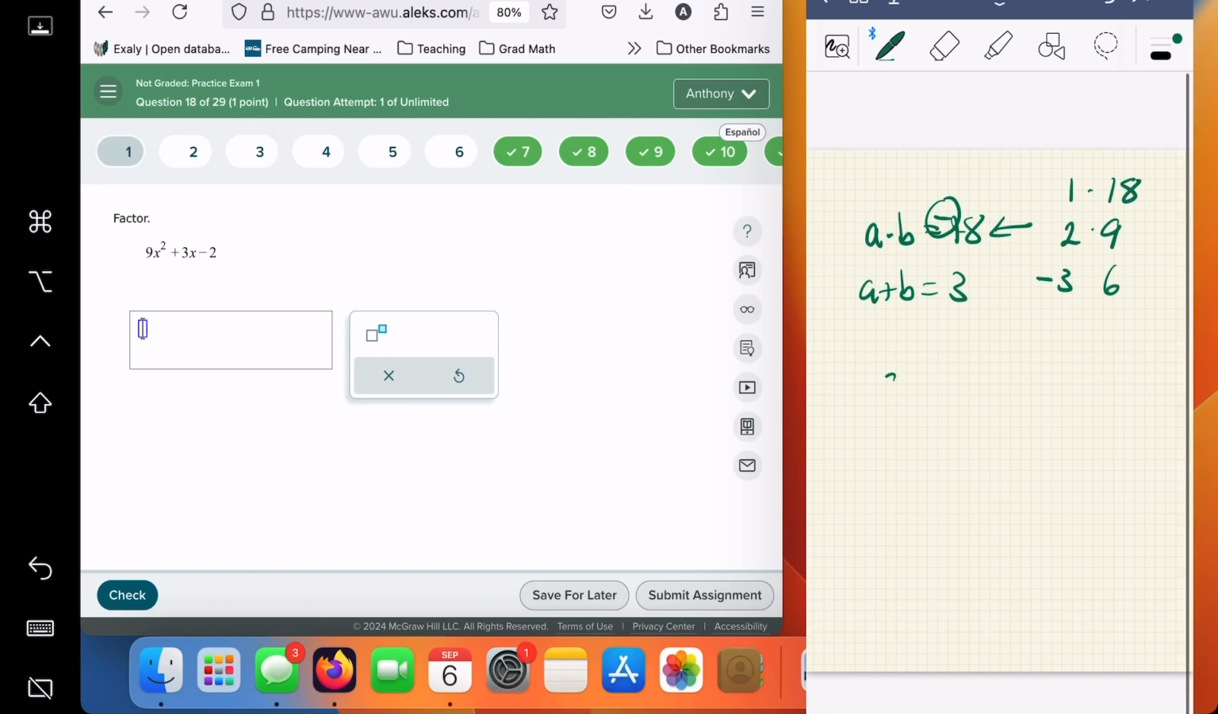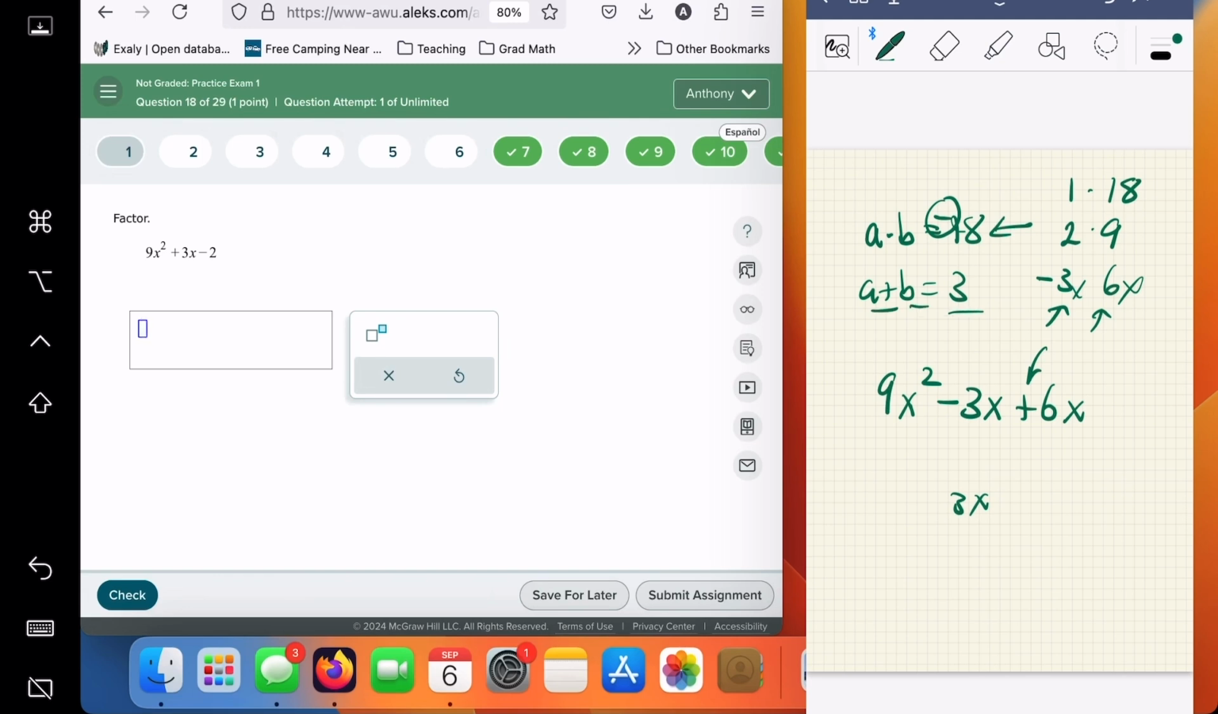Okay, so now, remember this 3x that's in the middle, I'm instead going to write it as minus 3x plus 6x. I use these two numbers, and I put x's on them, and I add them together, because when I add those two numbers together, I'm going to get 3. So I'm going to get the 3.